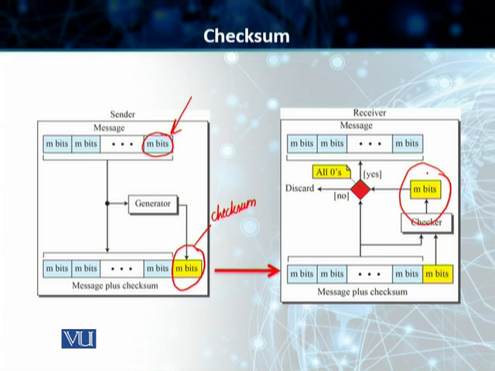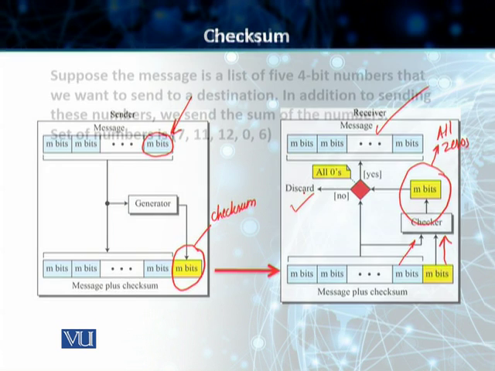Now, students, if the new checksum that is created by having these m-bit data and this checksum, if the m-bit result that comes out is all zeros, as you can see, the message is accepted. If this is not equal to zeros, the message is discarded. Students, the actual concept behind this checksum is very simple, and we'll show it to you using a small example.